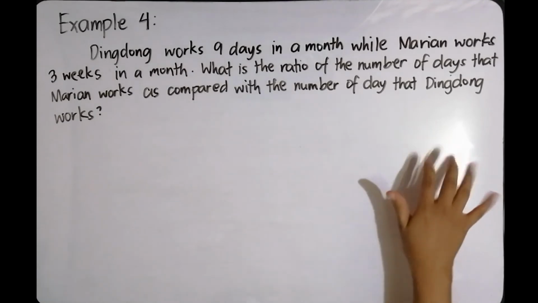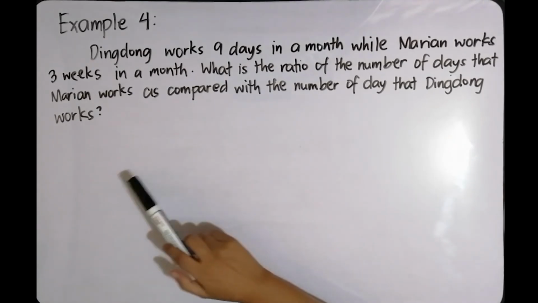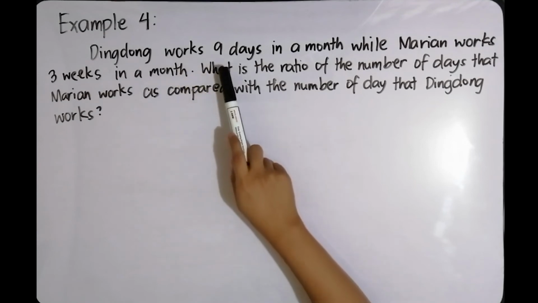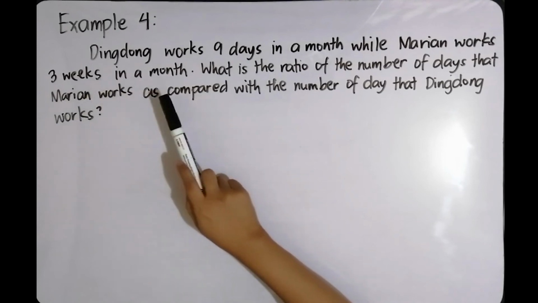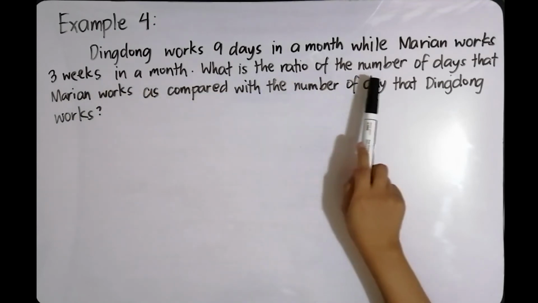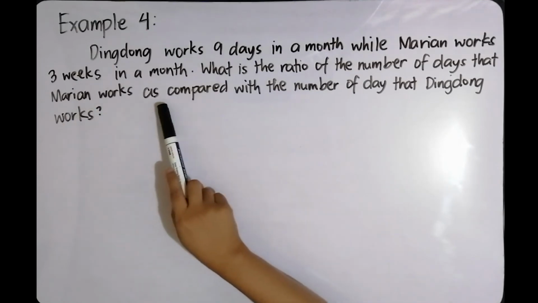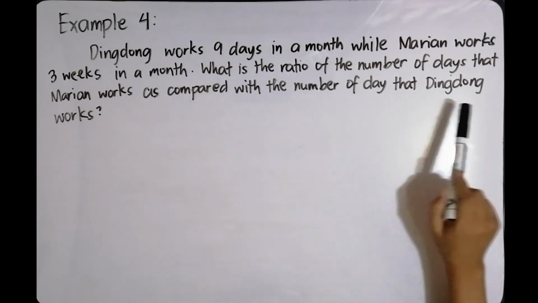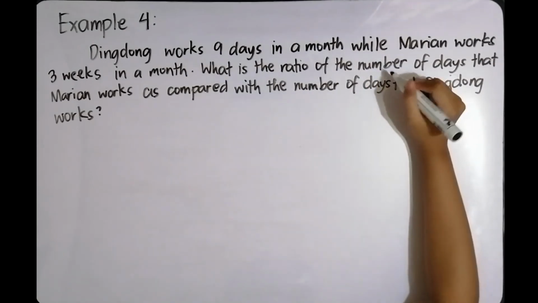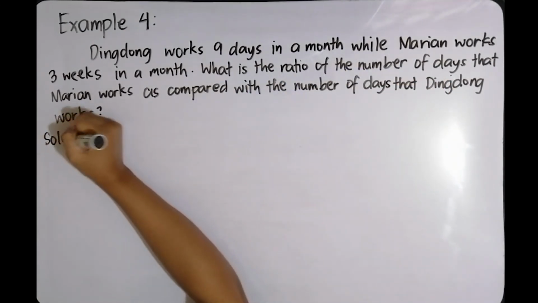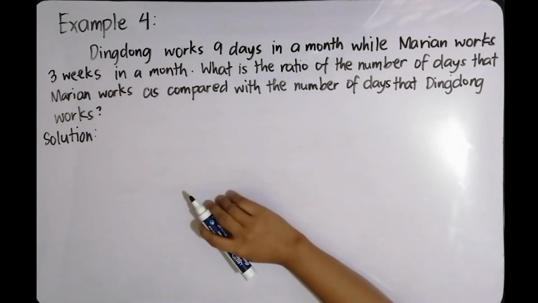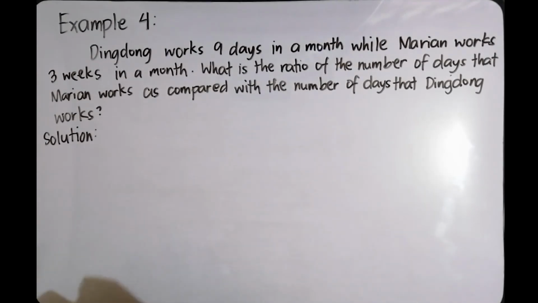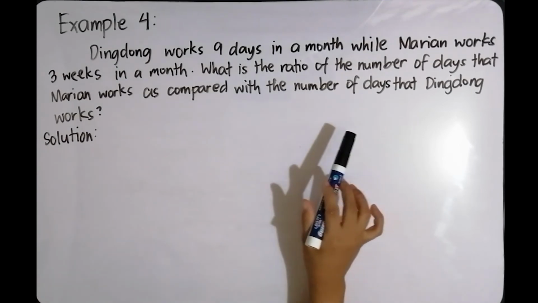Now let us have this fourth problem involving ratio. Ding Dong works 9 days in a month, while Marian works 3 weeks in a month. What is the ratio of the number of days that Marian works as compared with the number of days that Ding Dong works? So let's have the solution in finding the ratio of the number of days that Marian works as compared with the number of days that Ding Dong works.